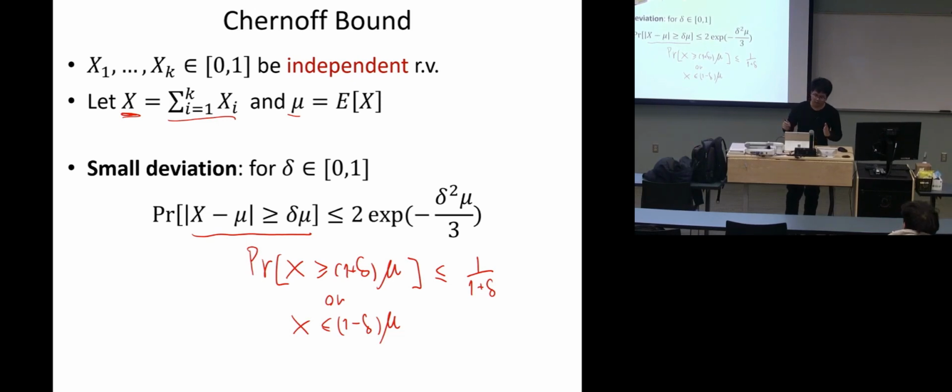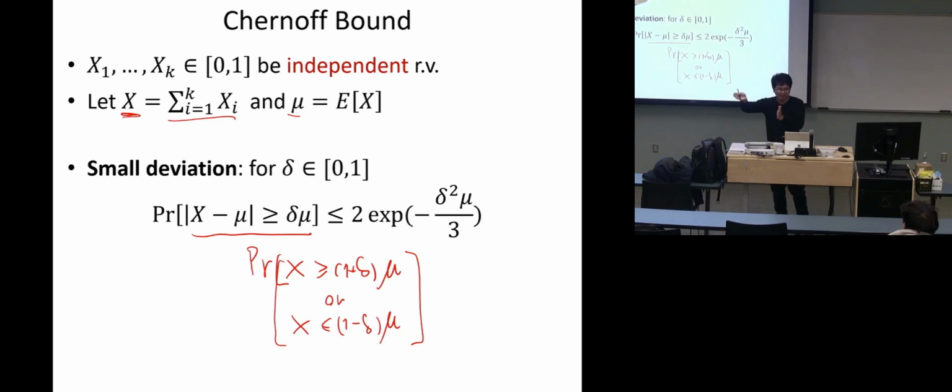It says that the probability that x deviates from mu, either by more than a 1 plus delta factor or less than a 1 minus delta factor, is so small. But note again that this works only when x is a sum of independent random variables.